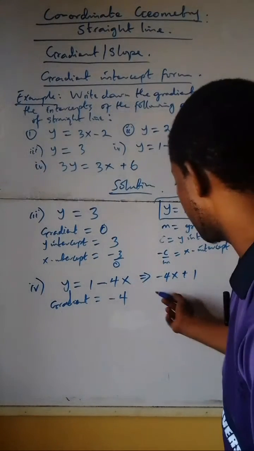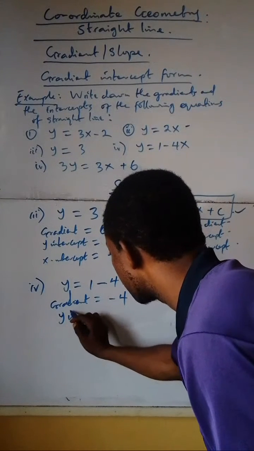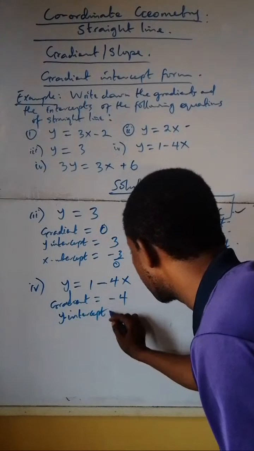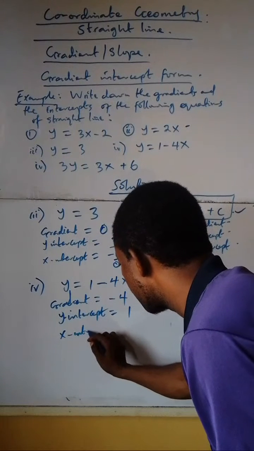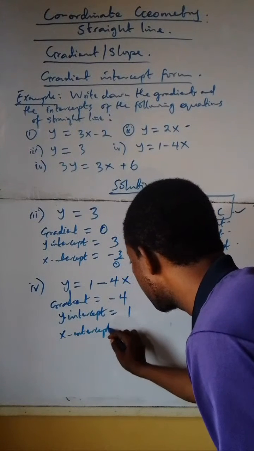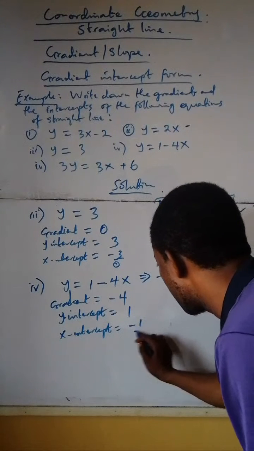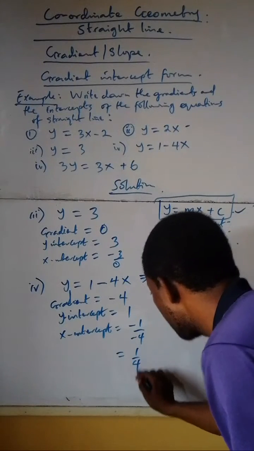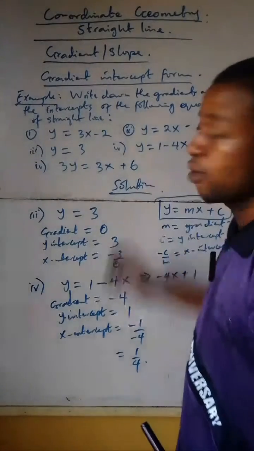That implies that gradient is minus 4 and y-intercept here is equal to 1. Then x-intercept is equal to minus c over m. That's minus 1 over minus 4. Minus cancels minus. That's 1 over 4. So that is that. Then let's solve the next one, number 5.